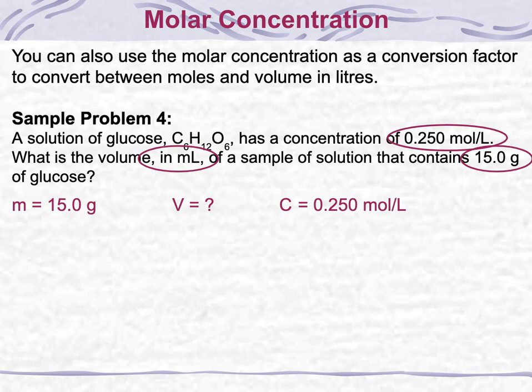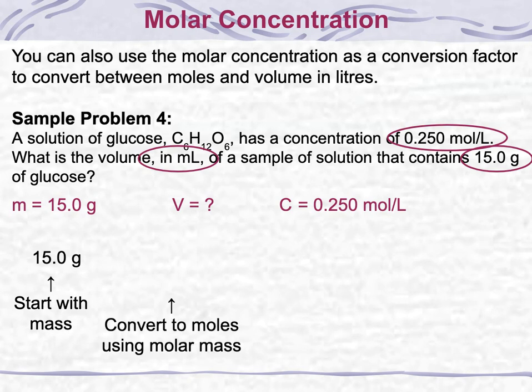So, like the other problems we had done, you want to start with the number given in the question. In this case, there is more than one number given in the question. So the one you're going to start with is the mass. You're not going to start with the concentration because that's one of your conversion factors. So you're going to start with the mass, 15.0 grams. Then you're going to convert that to moles using the molar mass of glucose, which is 180.18 grams. So we've divided by 180.18. We now have the number of moles.